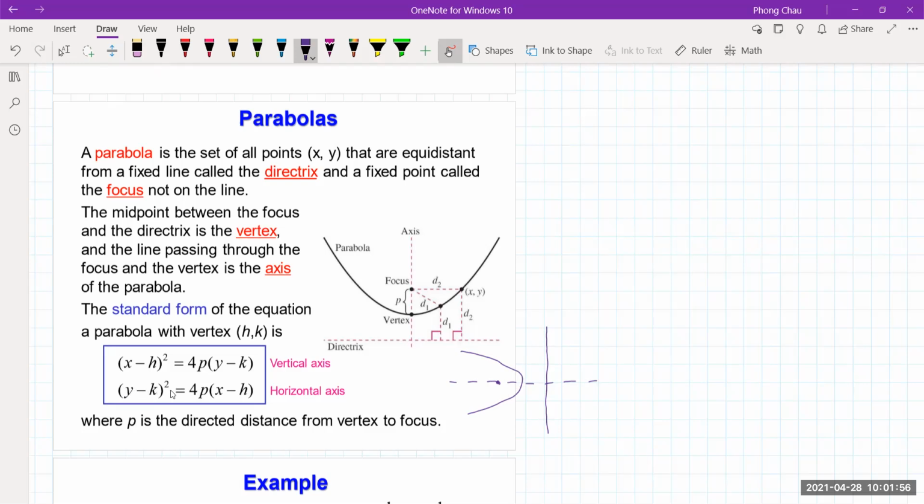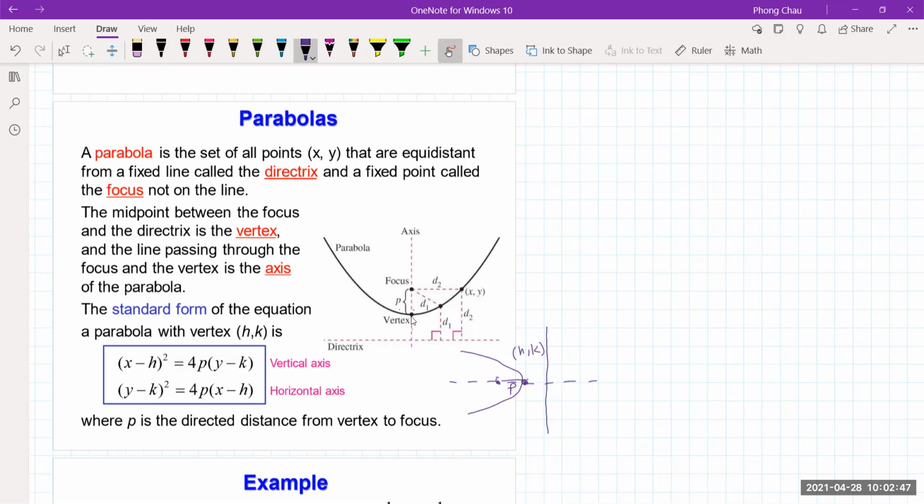Okay. And then you would have this form, (y minus k) squared equals 4p times (x minus h). Again, the vertex here, this point, is still (h, k). Now again, p is the directed distance from vertex to focus. So in this scenario, your p is that distance, but it's directed distance. If the focus is on the left of this, your p will be negative. Your p could be positive or negative. So in this case, your p is positive. If it's open downward, the focus is below the vertex, and your p will be negative.